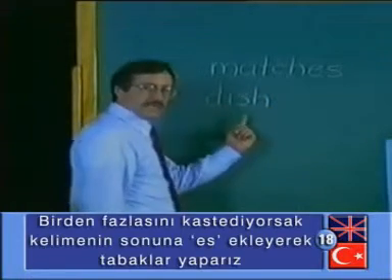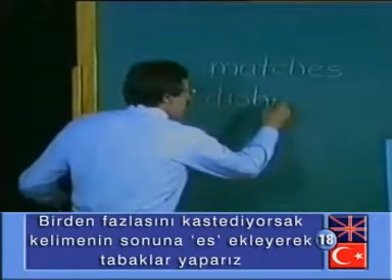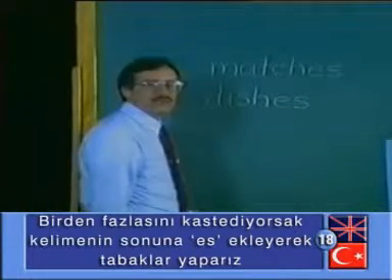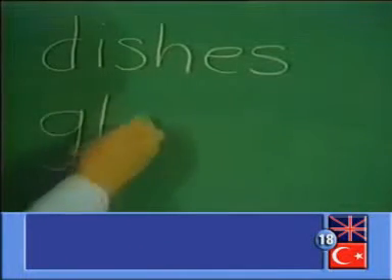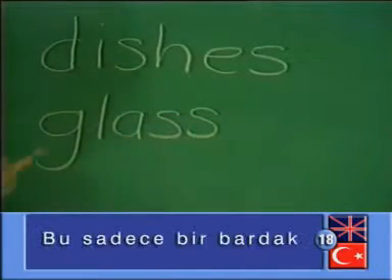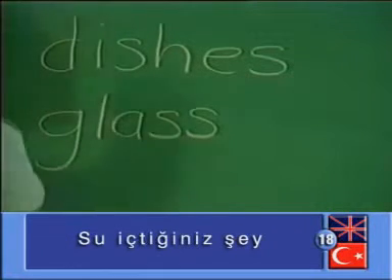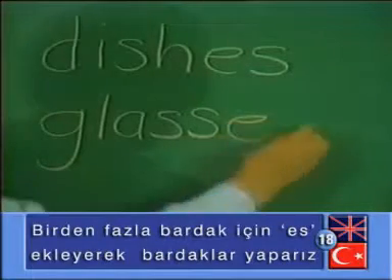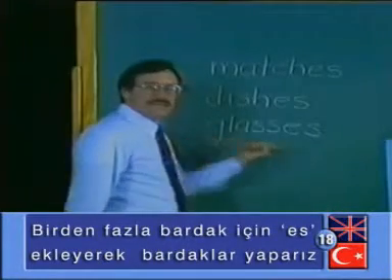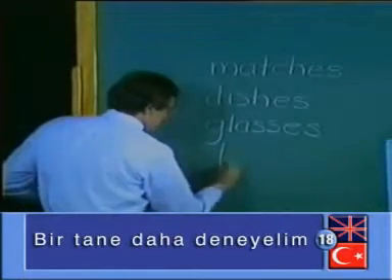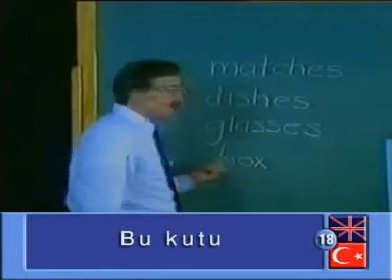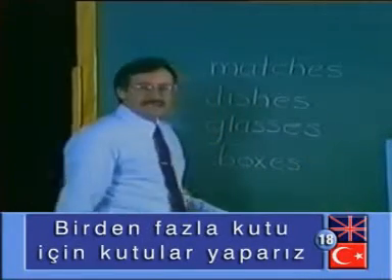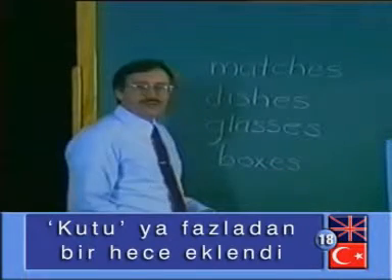1 dish. If we want it to mean more than one, we make it into dishes by adding ES to the end of dish. This is only 1 glass that you take a drink from, 1 glass. If we want more than 1 glass, we add ES to make glasses. Let's try one more. This is box. More than 1 box, we make boxes. An extra syllable added to box.